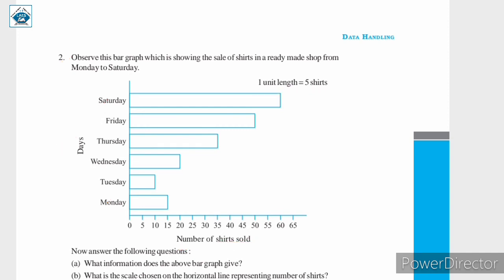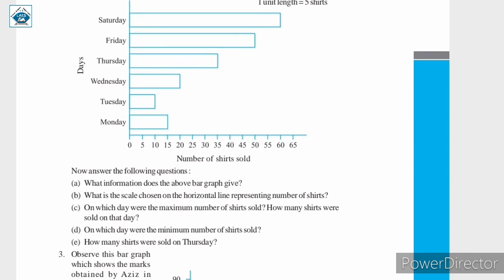So as you can see, it is given from 0 we are given 5, that is 5 shirts, and here 5 to 10. So if it is 2 unit length, then that means it is 10 shirts. As you can see, in the second unit length it is 10 shirts, and on Tuesday the sale was 10 shirts. So in this way we will read this bar graph, and here we are given some questions.